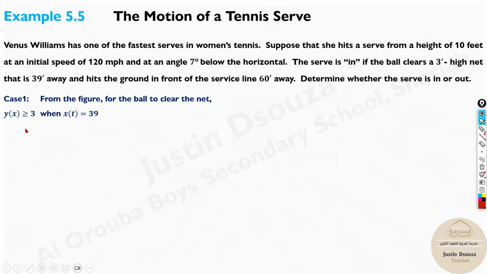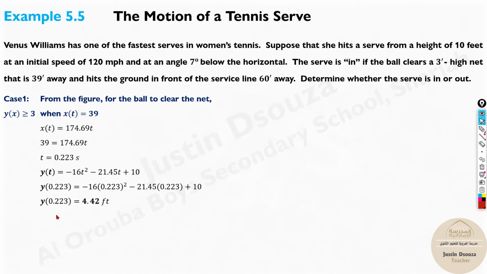First case, x of t. This is the equation which we just now found, the horizontal position. Substitute x of t as 39, because we saw the net is 39 feet. Now solve for time, it is 0.223, and then put this in the vertical position, that is the height. When you solve that, you will get the answer 4.42 feet. The net was 3 feet high. It's more than that, so it's fine. The ball is high enough to clear the net.